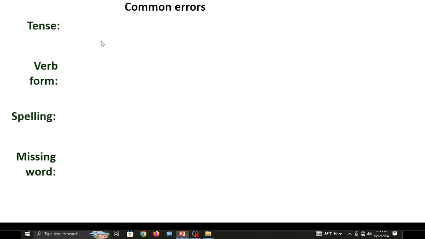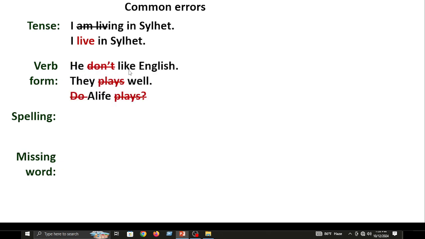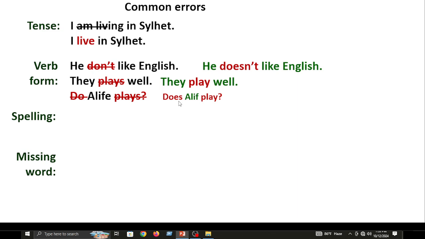Common errors. Errors in tense. What is it? I'm living in Sylhet. No, I live in Sylhet, because for permanent activity we have to use simple present tense. Verb form: he do not like English. No, it will be he does not. They plays, no, it will be they play. Do Alif plays? No, it will be does Alif play.